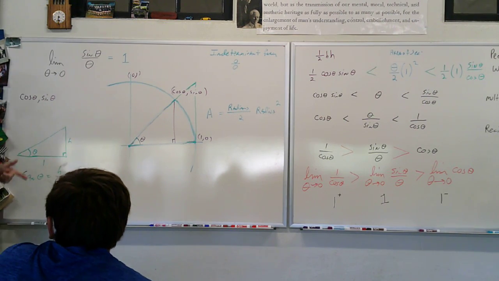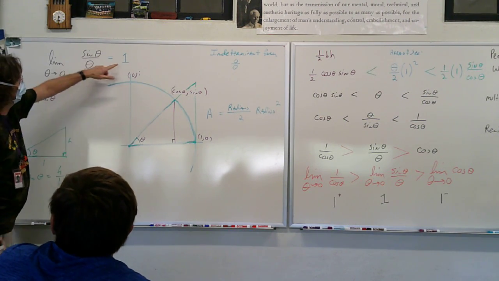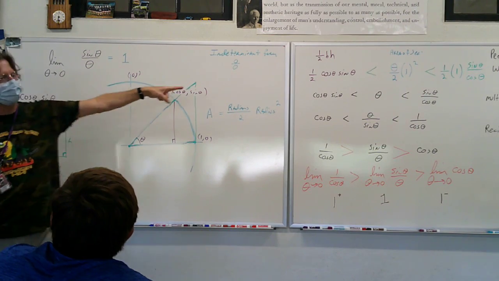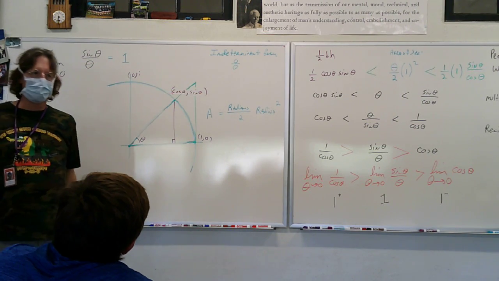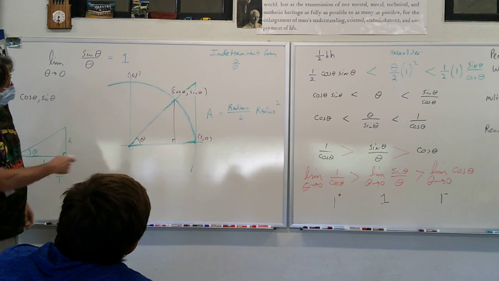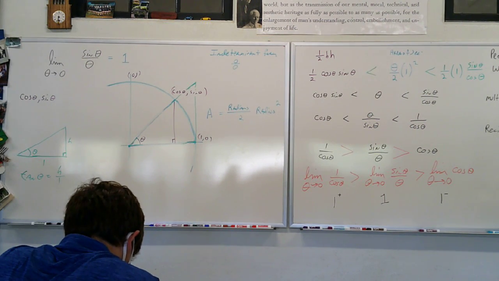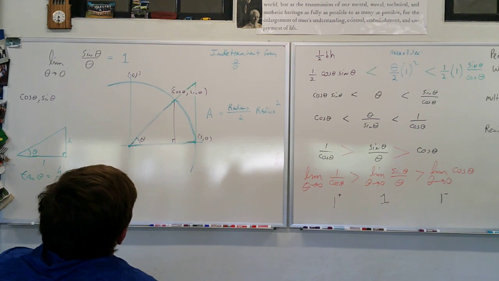Now, so we have proven this equals 1, and there's the proof. That's the proof for the limit as theta approaches 0 of sine theta over theta equals 1. There's the proof.